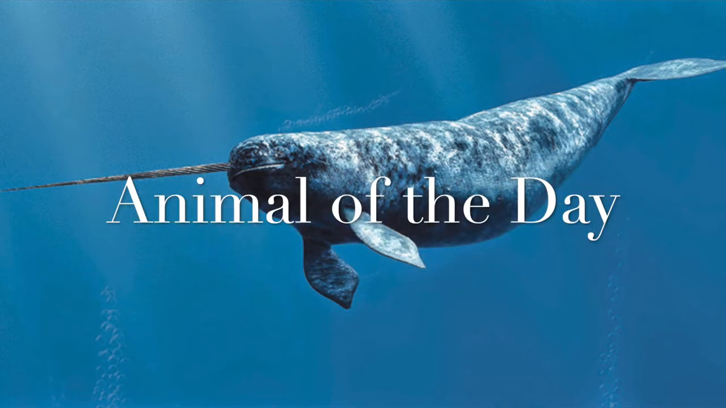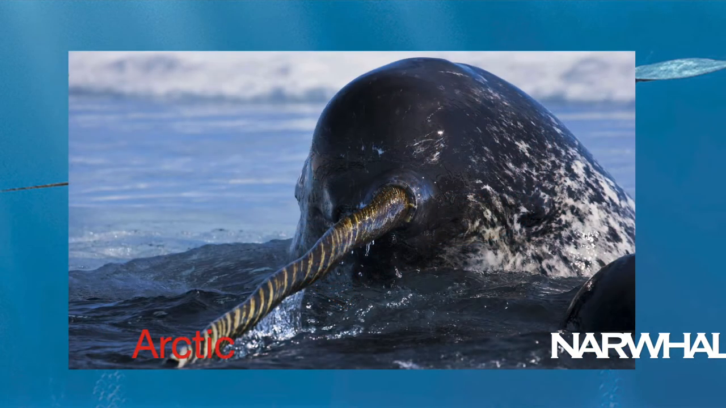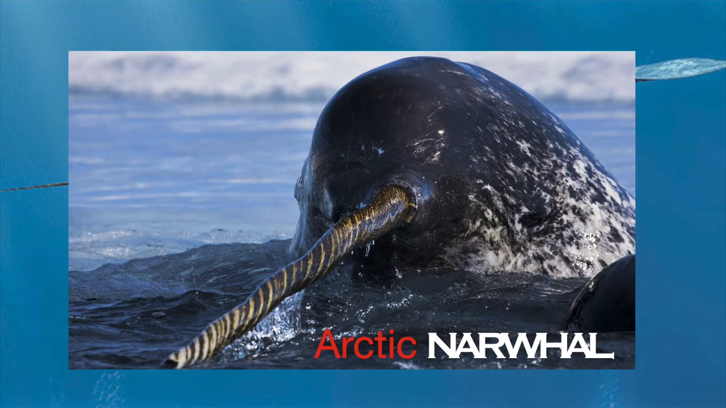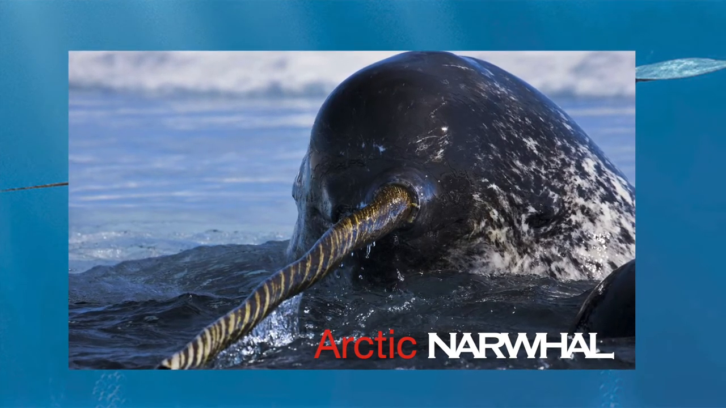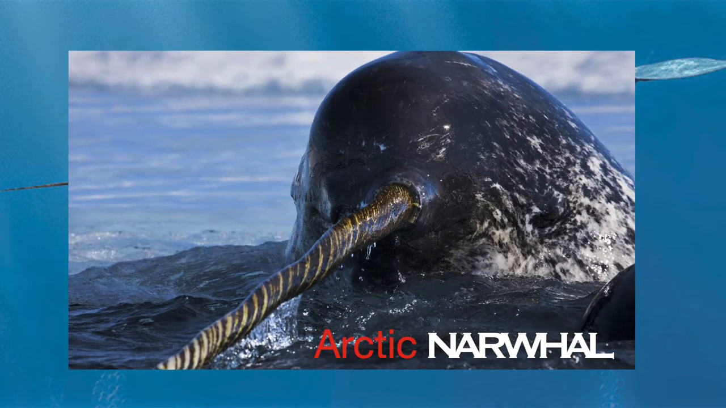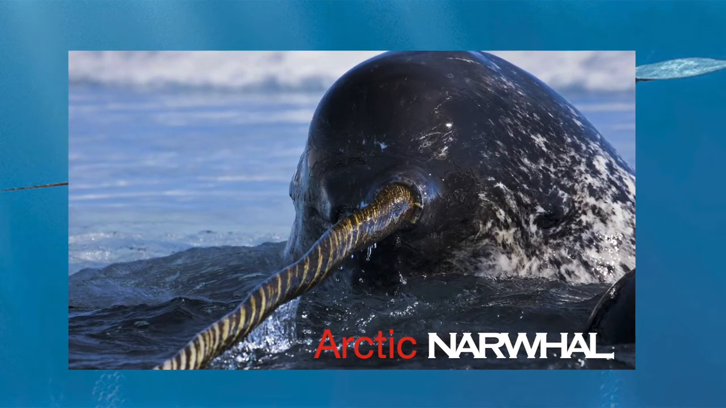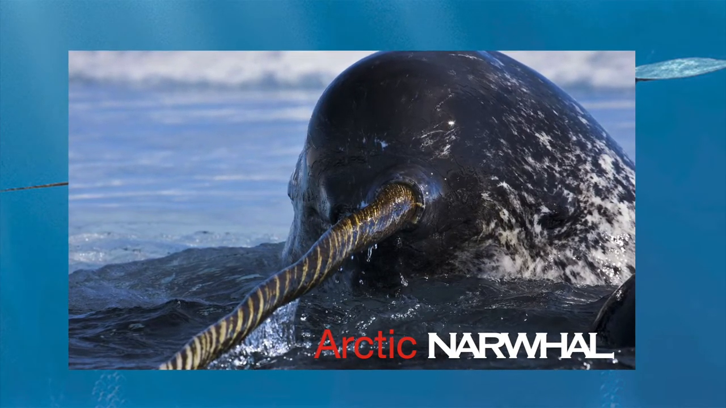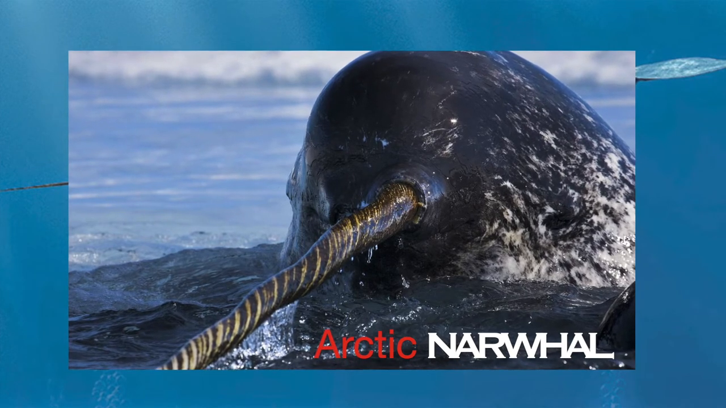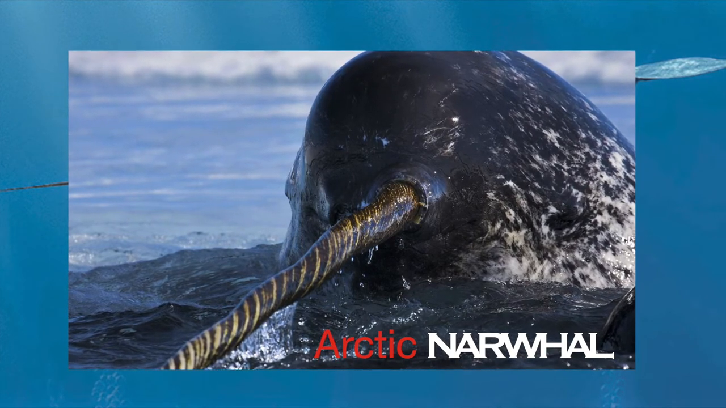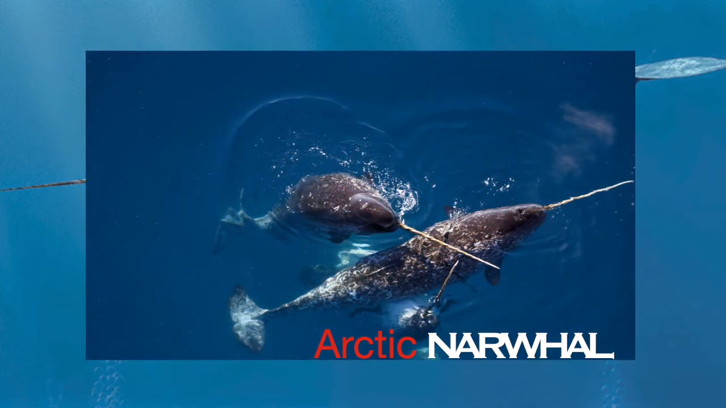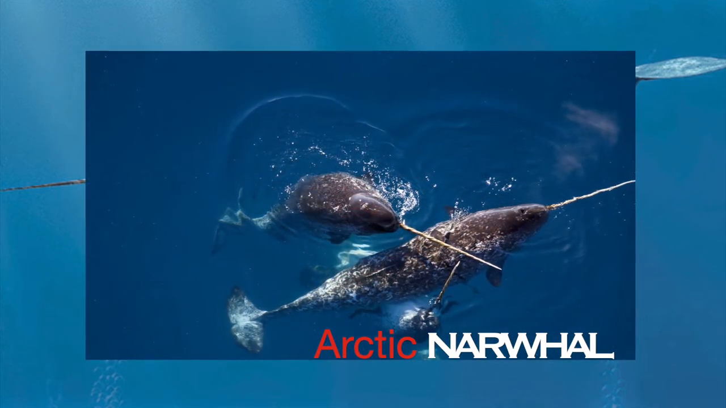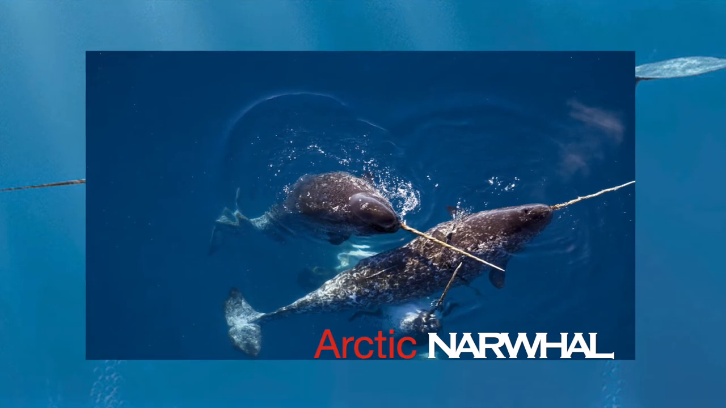Here is the animal of the day. Today's animal is the narwhal. The narwhal is a medium-sized toothed whale that possesses a large tusk from a protruding canine tooth. It lives year-round in the Arctic waters around Greenland, Canada, and Russia. It is one of two living species of whale in the Monodontidae family, along with the beluga whale.